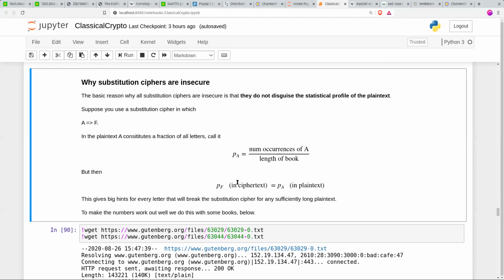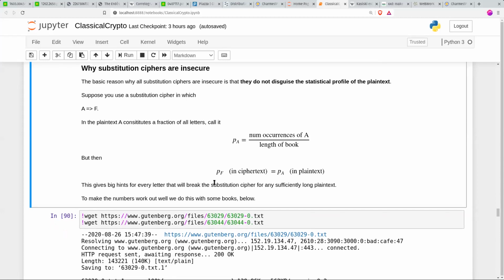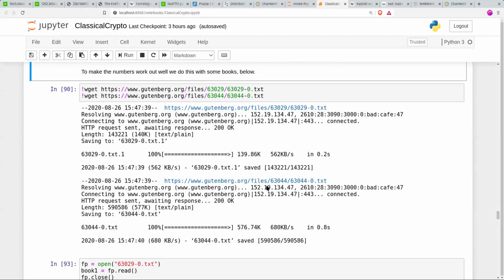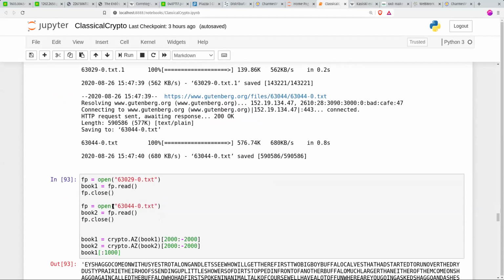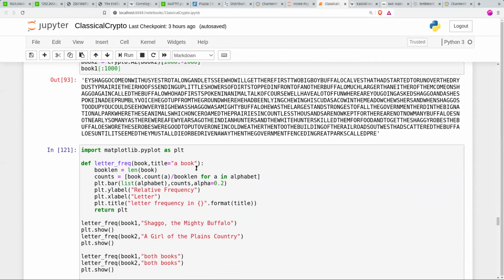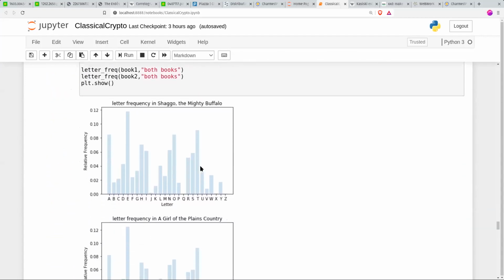Letter frequency turns out to be pretty much the same across all English writing. It's also true of French, Russian, etc. So here's an example. I get a couple of books from Project Gutenberg, read them in, and then convert them into all uppercase with no punctuation. And now let's plot the frequency.